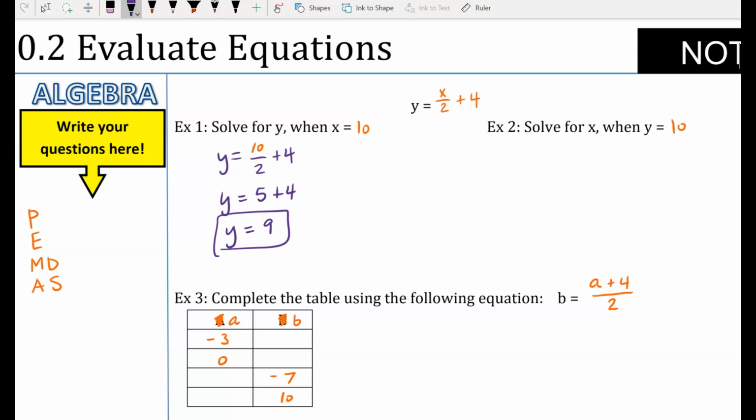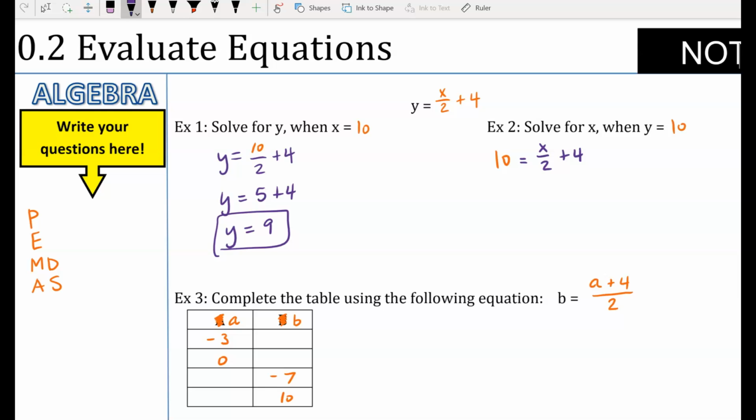Let's look at example 2. This time we're solving for x when y is equal to 10. So again, we're going to use that equation, y equals x divided by 2 plus 4. This time, instead of substituting for x, we're substituting for y. So take out the y and substitute 10 in its place. And now our variable is hidden over here on the right side.